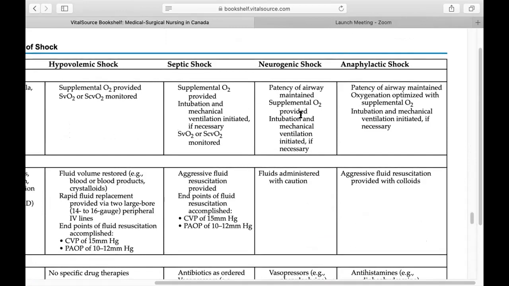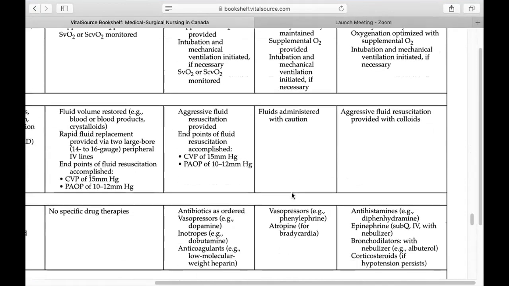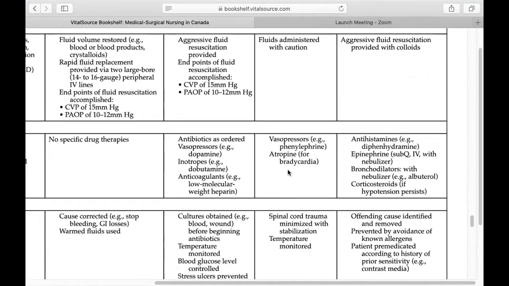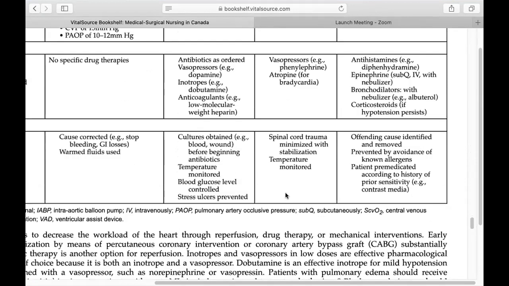Neurogenic shock, it depends what they need. Do they need intubation? It depends what kind of shape they're in here. Be cautious of the fluids. You already talked about that. Maybe they need vasopressors. Maybe you need to give a drug to increase the heart rate, something like atropine. Watch out for your spinal cord trauma. Monitoring temperature, because remember from the neurological unit, these patients could be cold or hot and not be able to let us know. They may not know themselves.